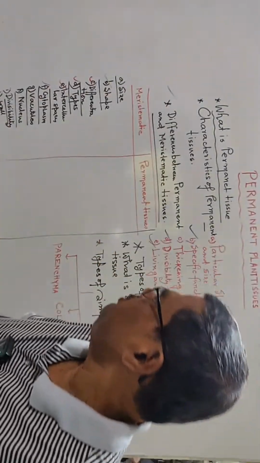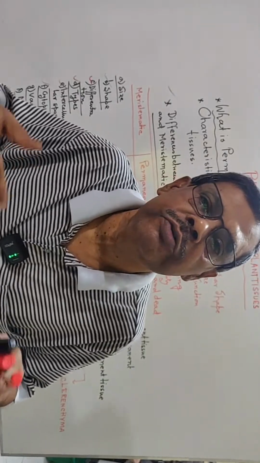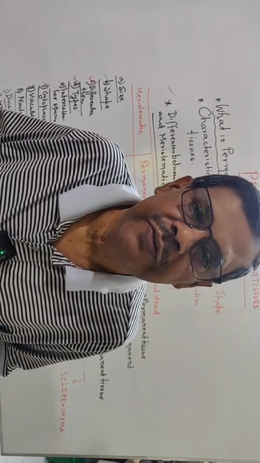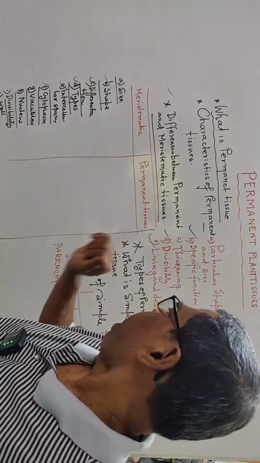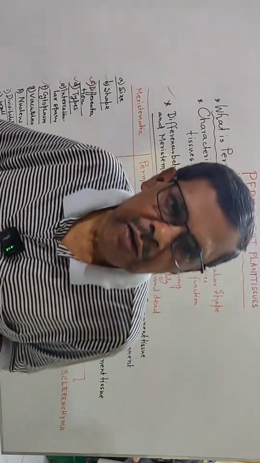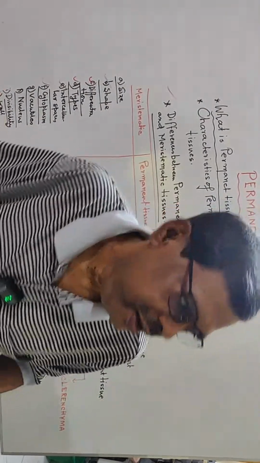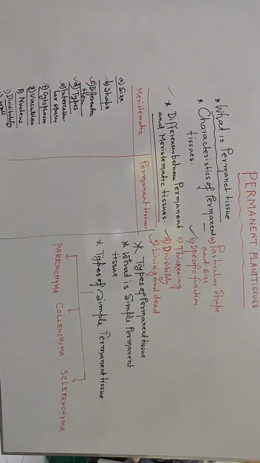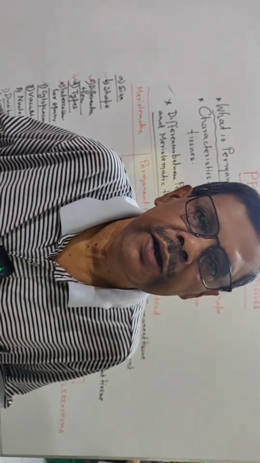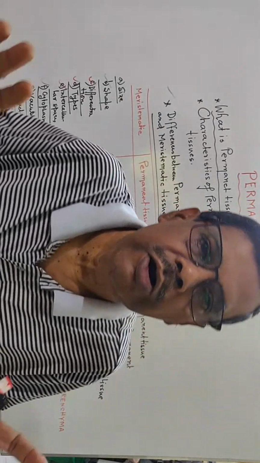Next, divisibility. Meristematic tissue has the capacity to divide, but permanent tissue has not the capacity of division. Cell wall. In case of meristematic tissue, cell wall is thin, but in case of permanent tissue, cell wall may be thin or thick.